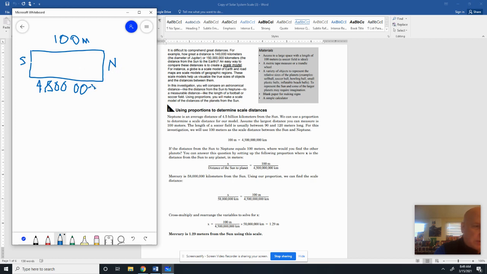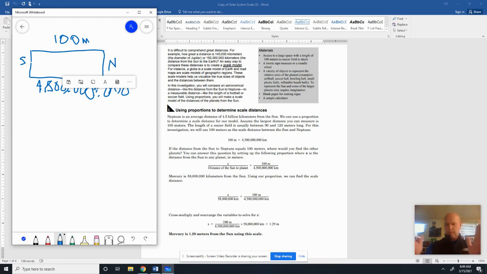Sorry, the circle tool isn't working. I'm trying to write the number I'm working with right here. That's supposed to be a 0 right there. There we go. All right, 4,500,000,000. So 100 meters of the football field.